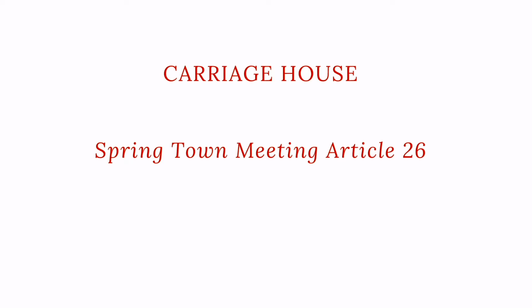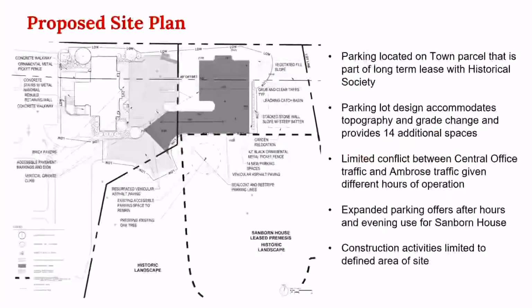And as Chris has articulated, Article 26 considers the Carriage House as one option. The proposed site for the Carriage House would expand parking to accommodate the needs of district administration. That would be down the hill from where the parking is now. The site plan limits impacts to the Ambrose School. Pickup and drop-off will not be impacted. The district administration starts and stops at a different time than the school. We don't expect any impact there.